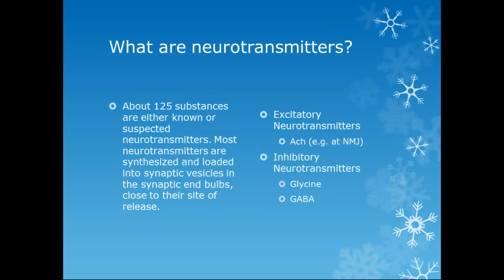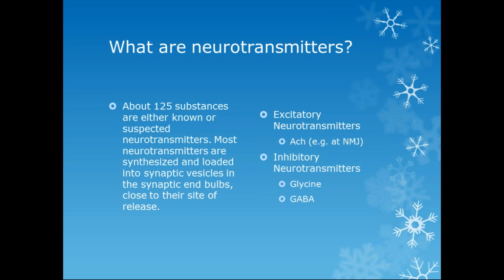Okay, so we have about 125 substances that are either known or suspected neurotransmitters. In other words, they don't know a lot yet. Most neurotransmitters are synthesized and loaded into synaptic vesicles in the synaptic end bulbs close to their site of release. At the neuromuscular junction, we know acetylcholine is excitatory, and that's the one we talk about the most.